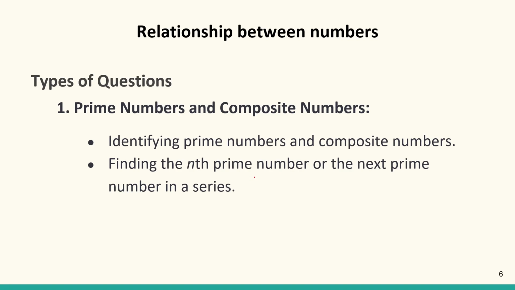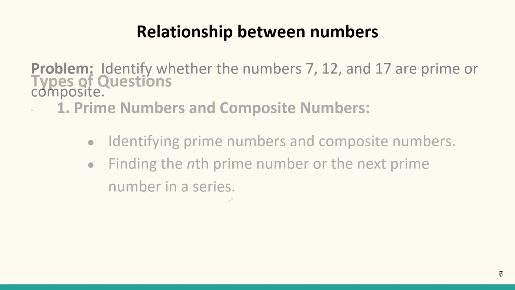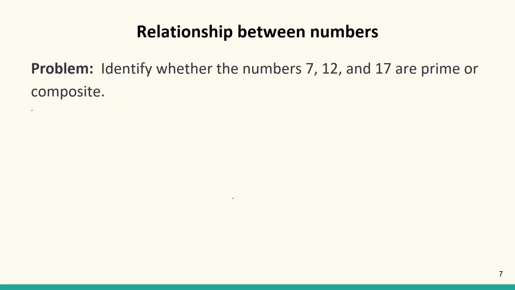So the first one is prime numbers and composite numbers. Identifying prime numbers and composite numbers and finding the nth prime number or the next prime number in a series. What we are asked here is to identify whether the numbers 7, 12 and 17 are prime or composite. We all know that 7 has only two divisors, that is 1 and 7 itself. So both criteria are met. This implies that 7 is prime.